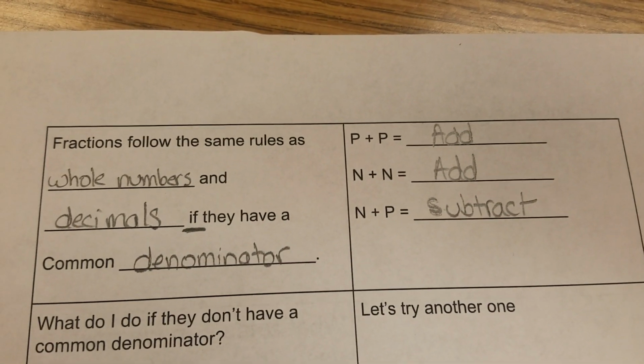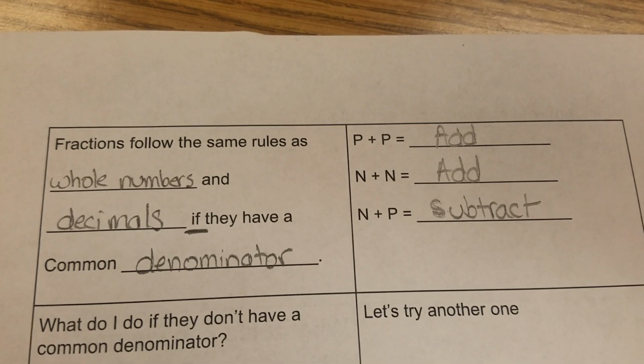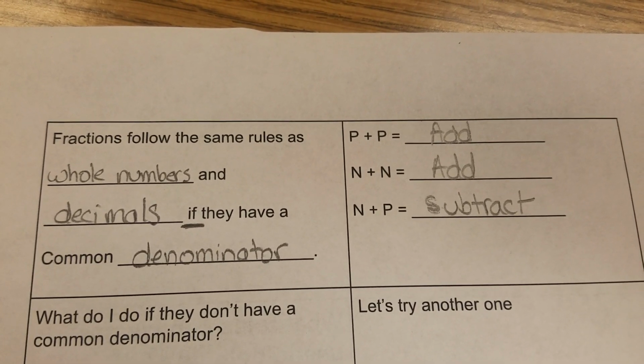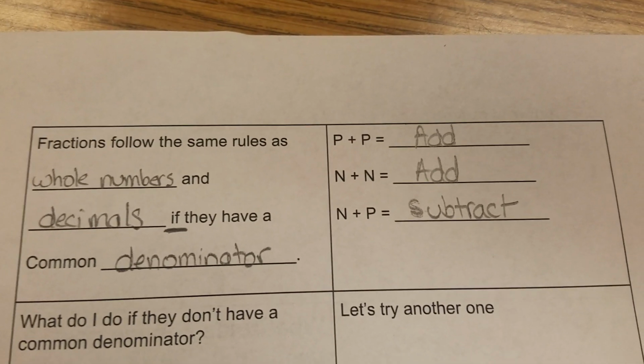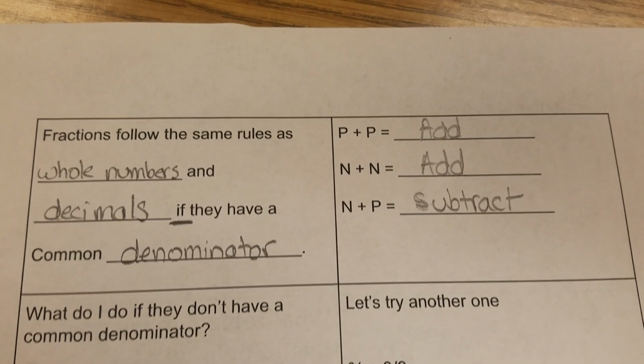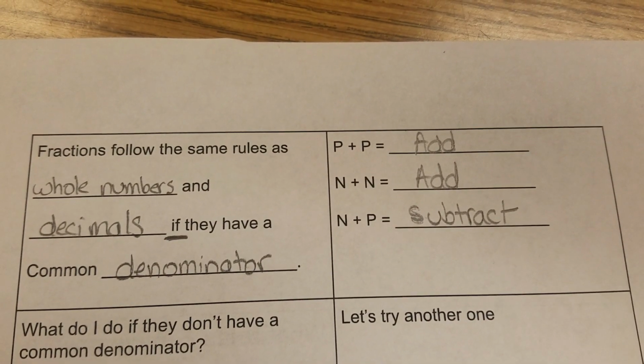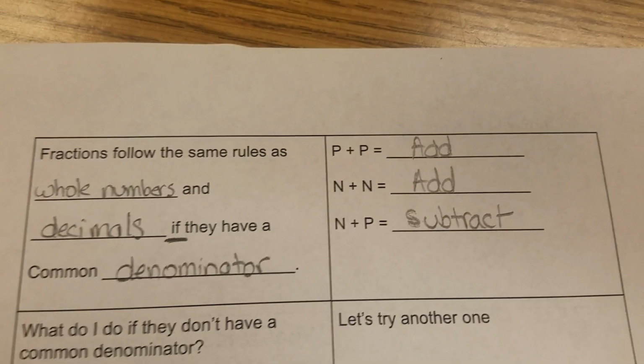So fractions follow the same rules as whole numbers and decimals if they have a common denominator. Those are all the problems we did yesterday. Remember, if I have positive and we build it with the blocks, it shows that I'm adding them together. If I have negative and I build it with the blocks, I'm also adding it together, but it's negative.